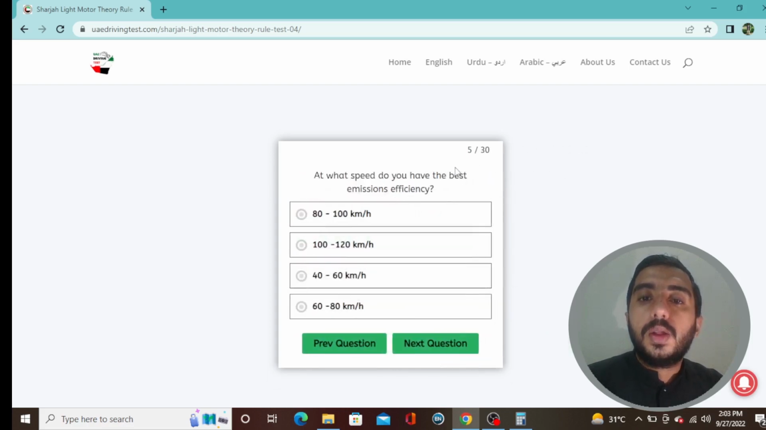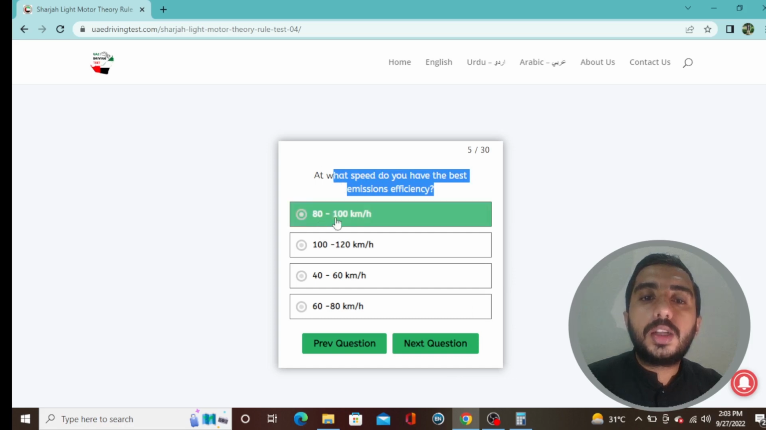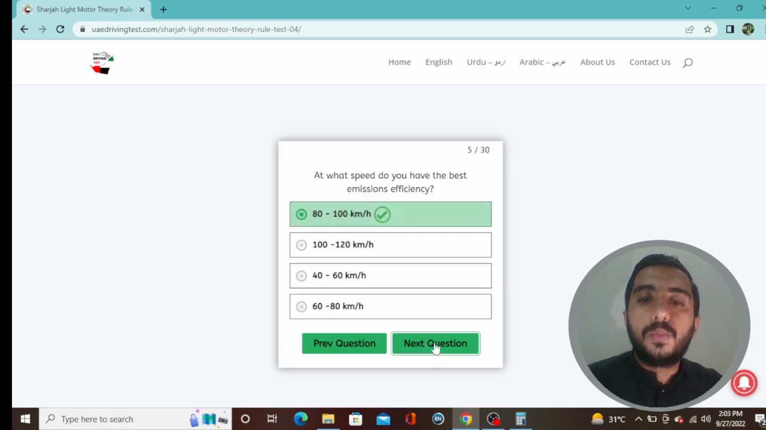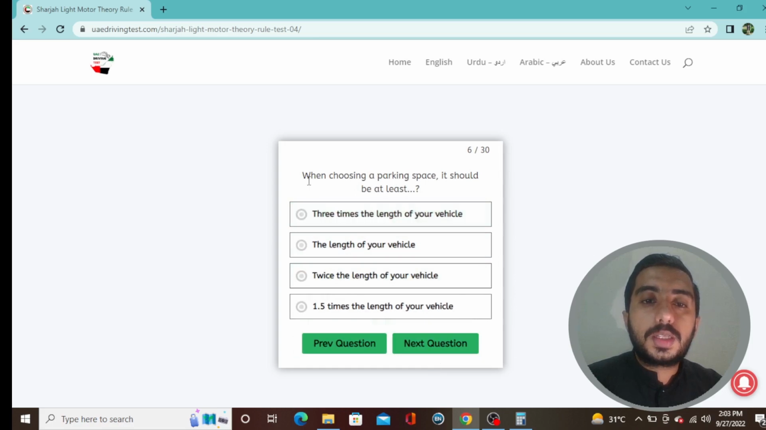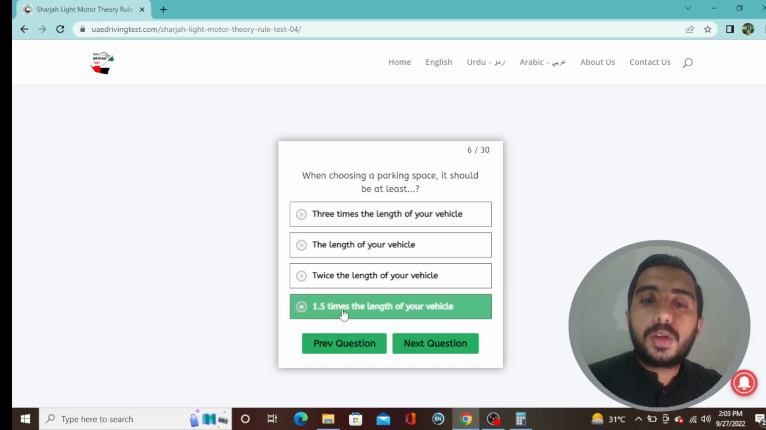Next question. Now, at what speed do you have the best emissions efficiency? The best emission efficiency we will get at 80 to 100 km an hour. Next question. Question number 6 is, when choosing a parking space, it should be at least 1.5 times the length of your vehicle. Option D is the correct one.